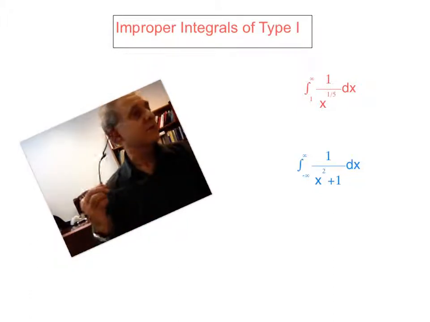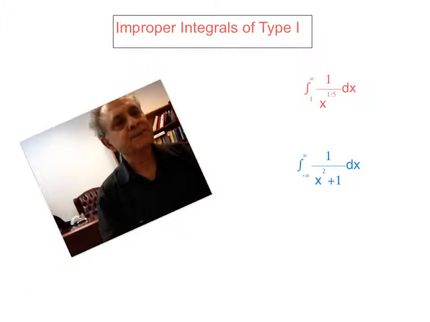Improper integrals are integrals of type 1, where the interval of integration is unbounded. So it could be unbounded at one end or both ends.